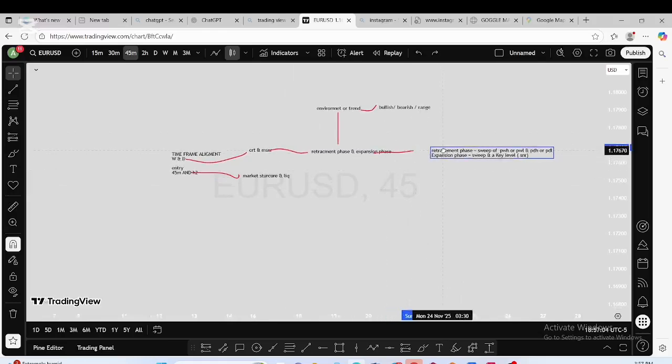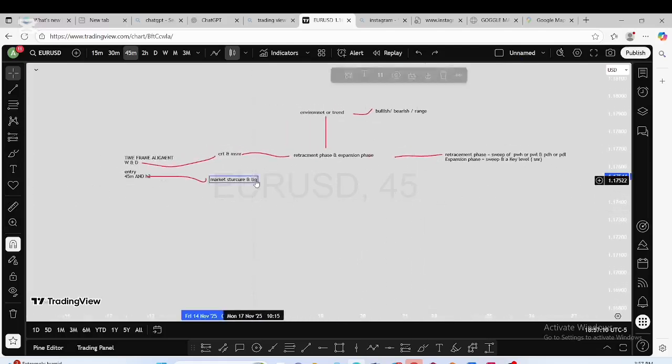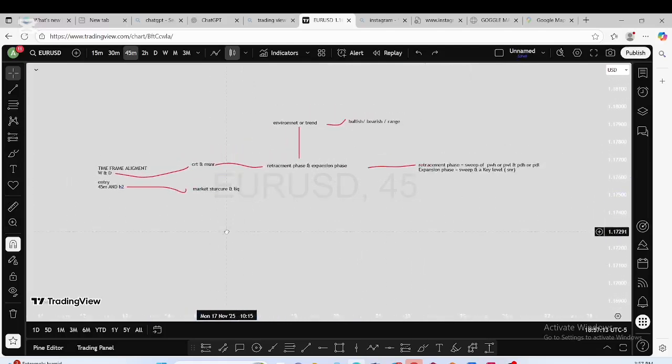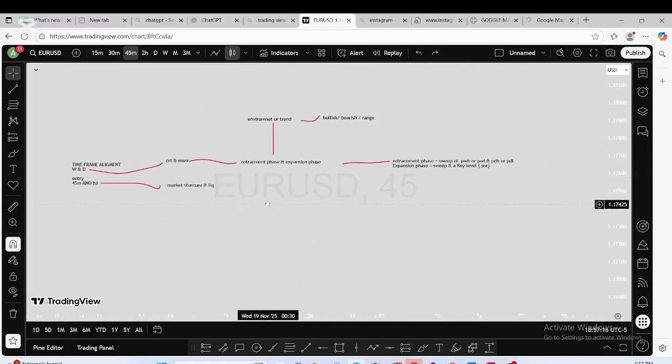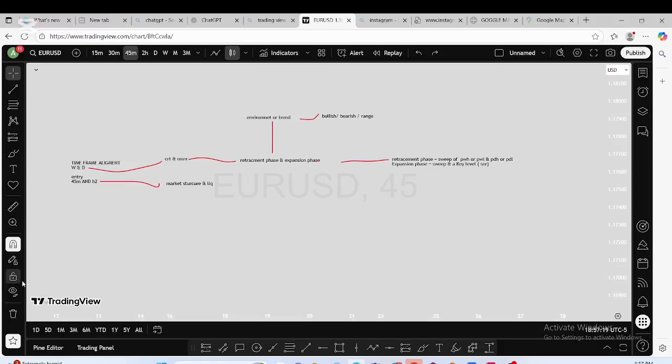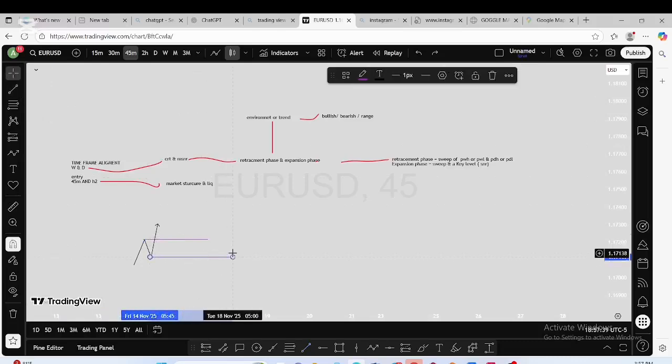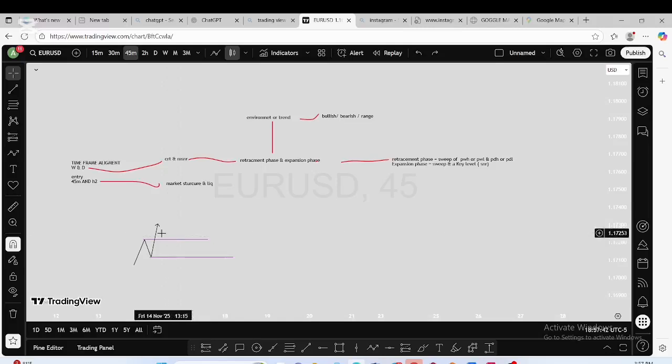So now, going to my entry, how did I go about my entry? Going to my entry, I look for market structure on the 45 minutes, a major break of structure like this. After this major break of structure, this is a resistance becomes support, MSNR key level. This is also a support key level. Which key level will I use? Which one is valid? How did I know which one is valid?